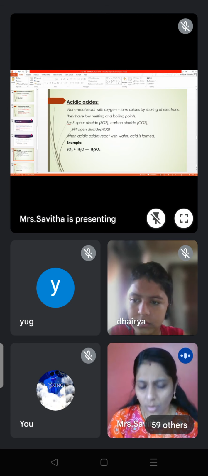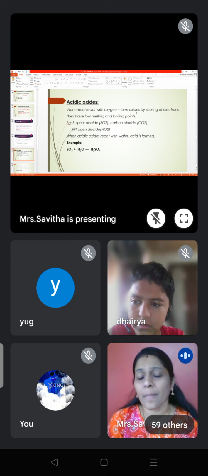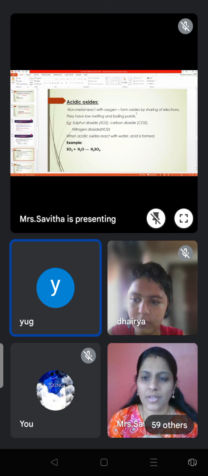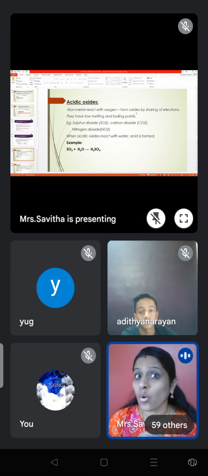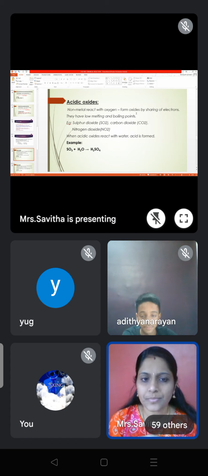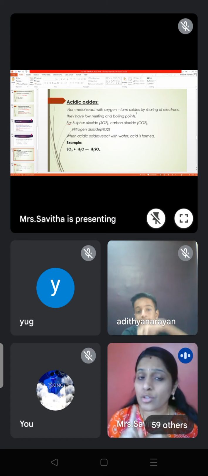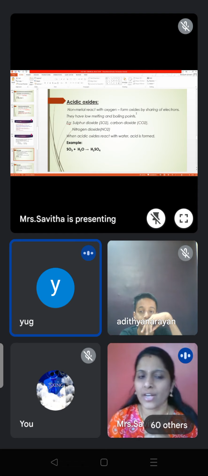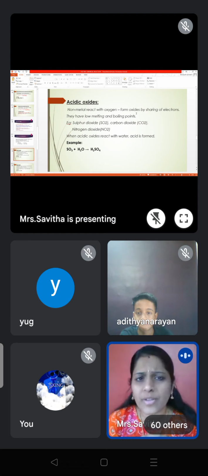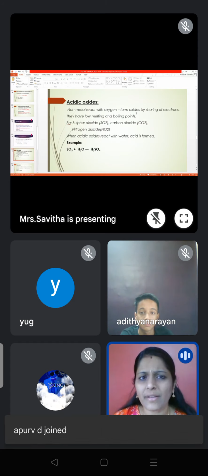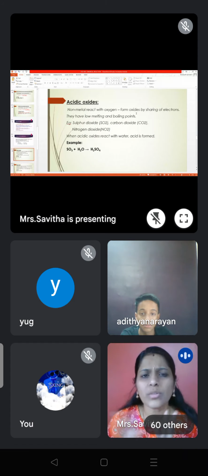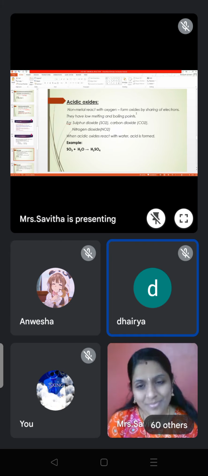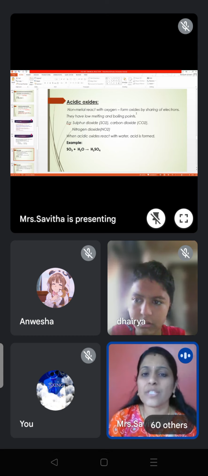When they react with oxygen, it forms oxide. And how are they forming oxide? By sharing, through a covalent bond. Covalent is sharing. This also we have studied. Covalent is formed by sharing of electrons. So the sharing takes place between which: metal and non-metal? Non-metal and non-metal. Yes, sharing takes place between non-metals.